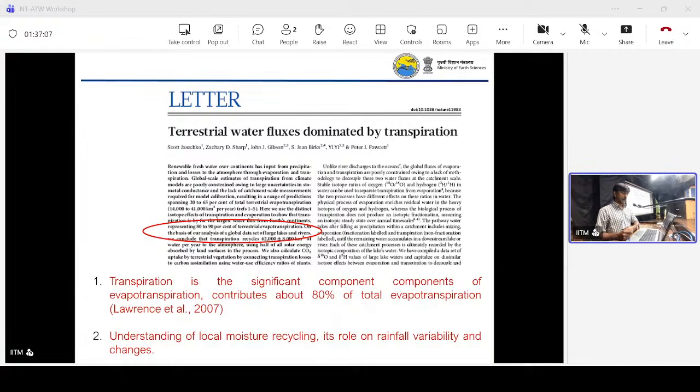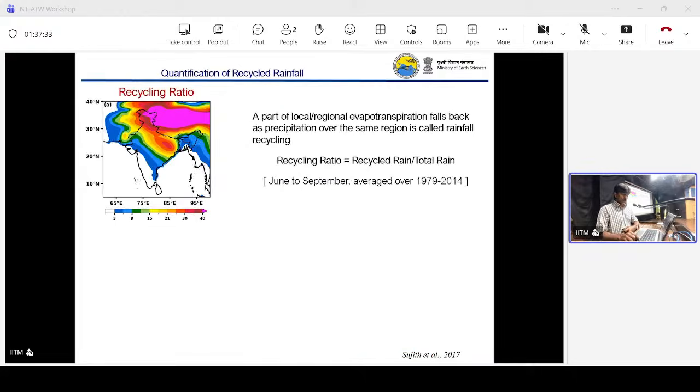Another study, from some isotopic analysis, shows the amount of evapotranspiration. The majority comes from transpiration, that is vegetation, which is an 80 to 90% estimate. So from this perspective, we can understand how the moisture recycling cycle takes place. This can give us some clue about the feedback. So what is moisture recycling? It is nothing but that when you have a rain, some part of the moisture gets evaporated and then again comes back as rain over the same region.